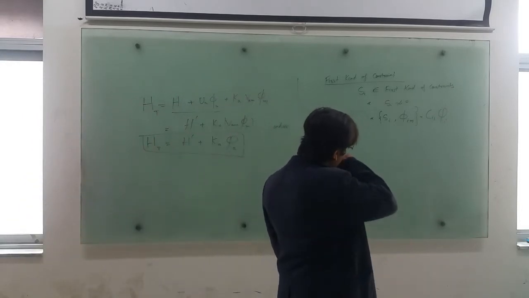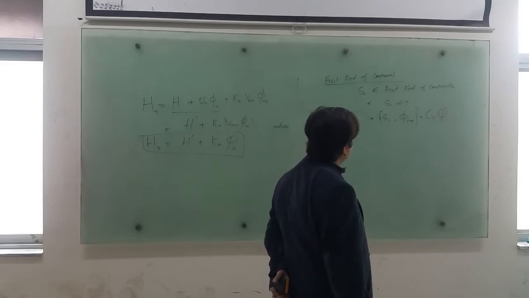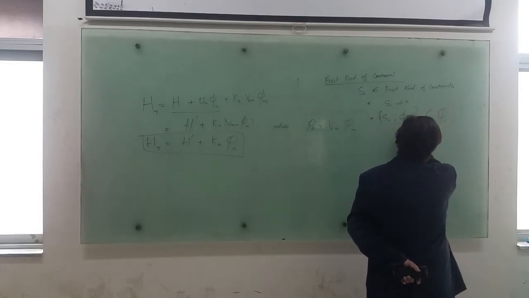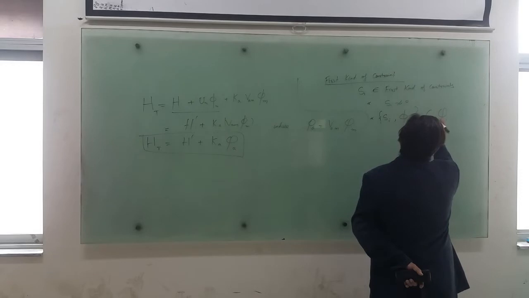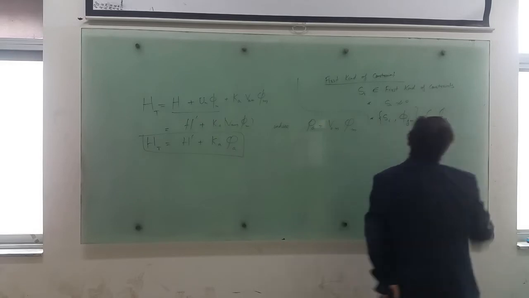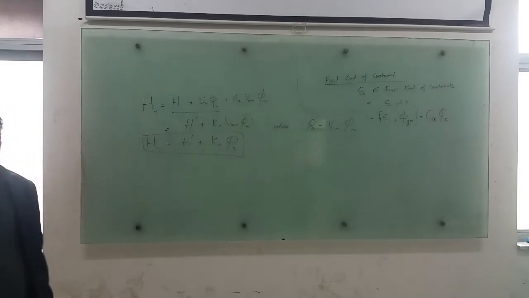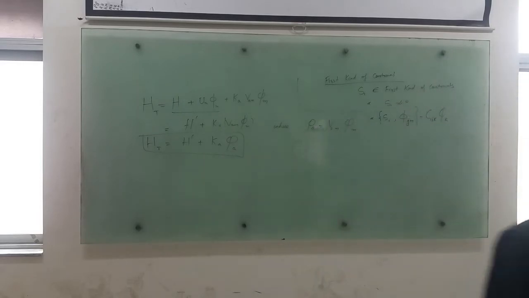So, I J. So this. I think I should mark this as I J K. I think that will be better. Actually, there is some problem. So if we take this, then that should be equal to this. Yes, if that, then that type of the constraint will be defined as the first type of the constraints.